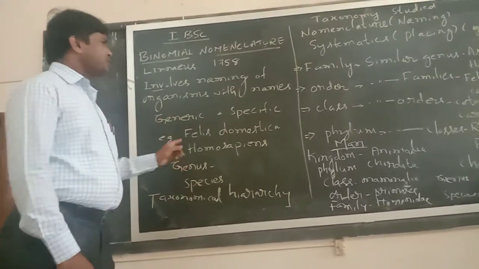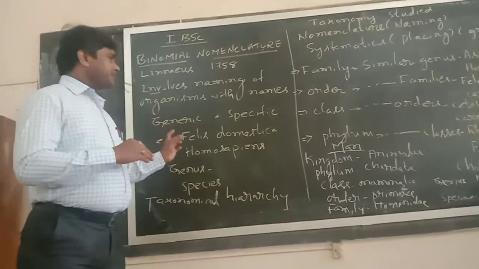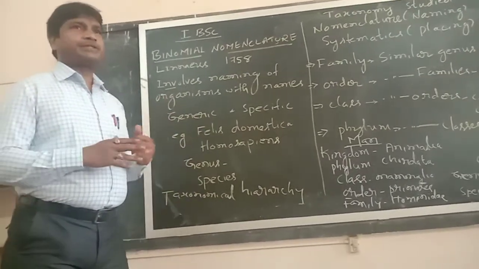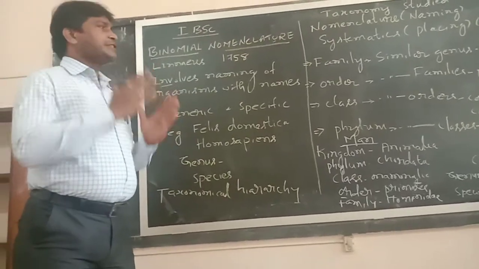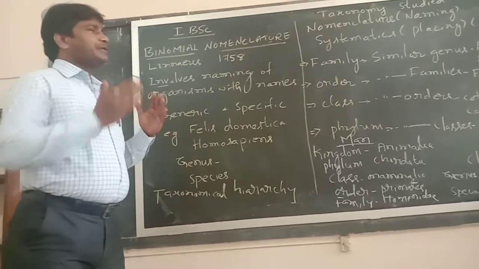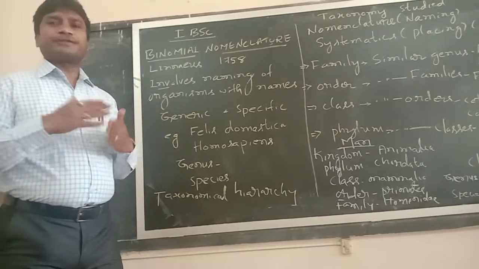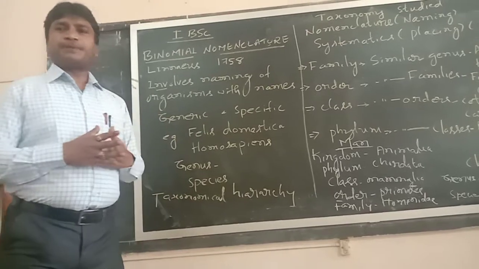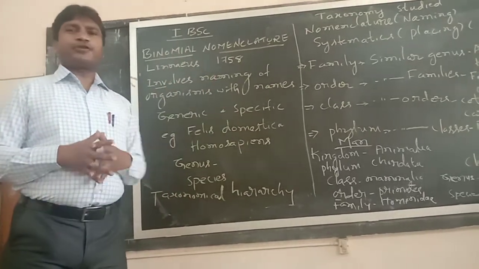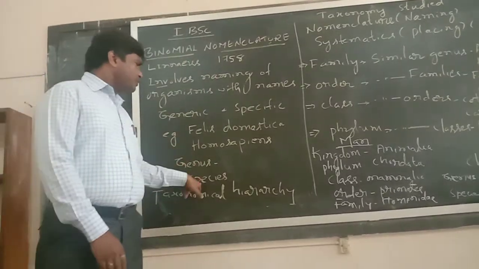First we need to know what a species is. Without knowing the concept of species, the classification cannot be made. First we need to know the concept of species clearly, and only then can we clearly understand the classification of organisms.